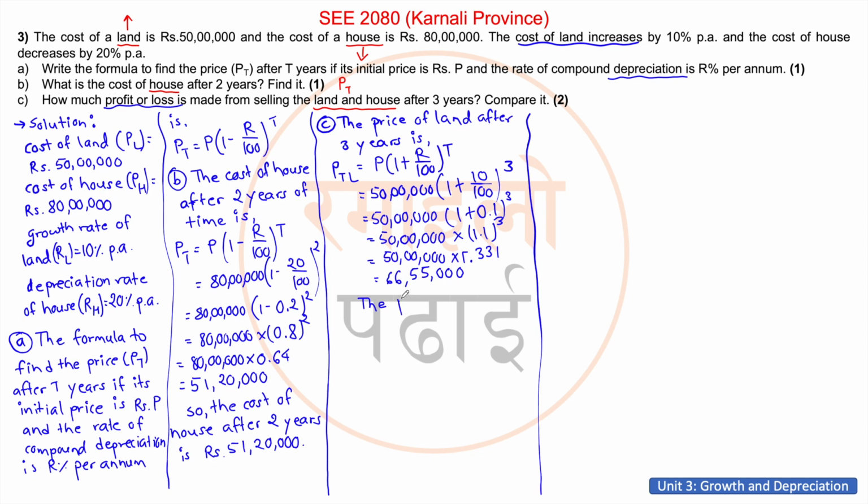So the price of house after 3 years is, now for price of house we will use PT is equals to P times (1 minus R upon 100) power T. Why have we used negative instead of positive? It is because the price of house is decreasing. We have depreciation rate that is 20% for the house, so we have used minus instead of plus. Now putting value, the initial price of house is 80 lakh.